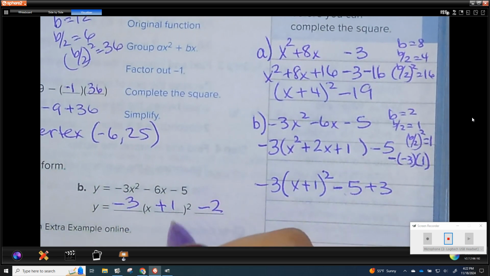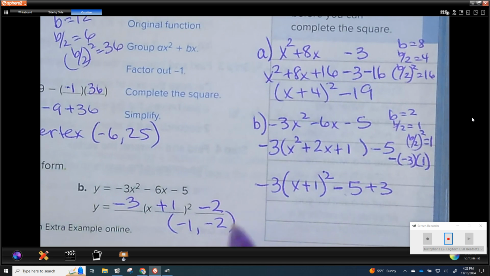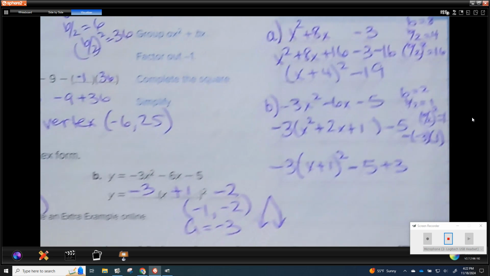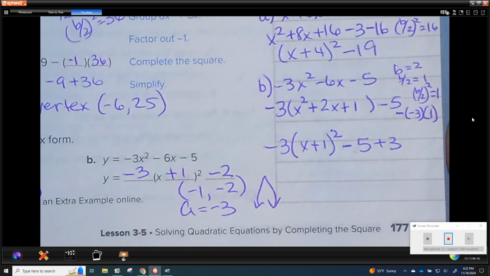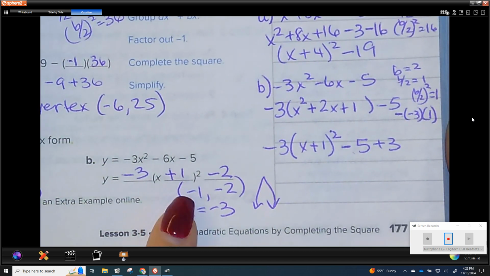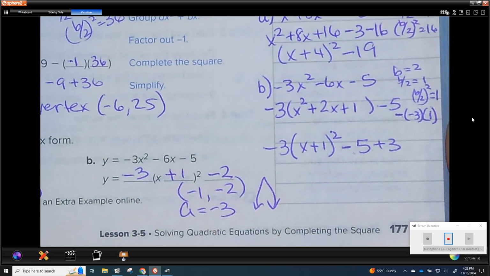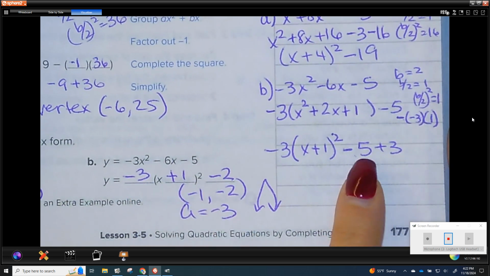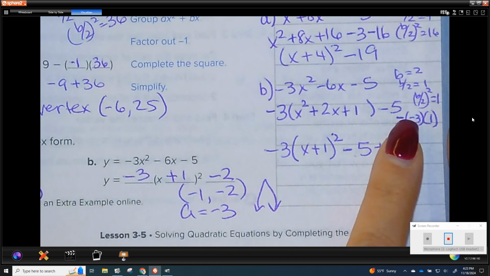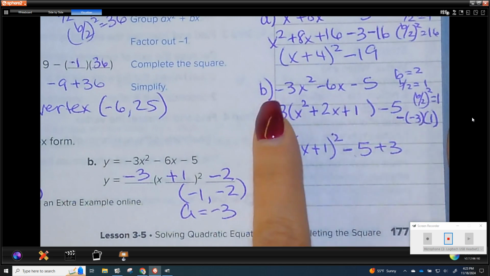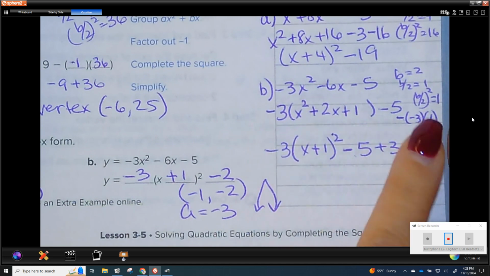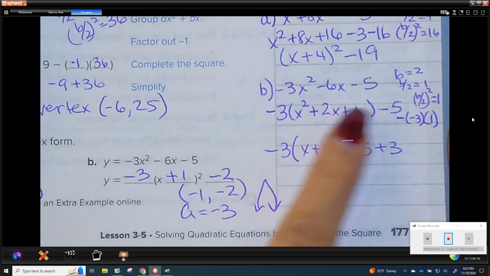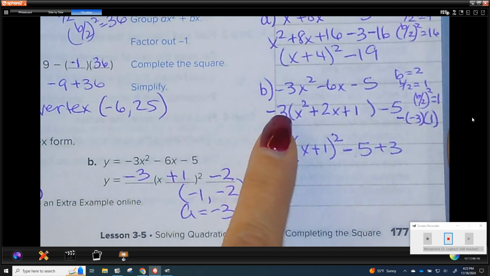So our vertex is negative 1, negative 2, but our a is negative 3. So that one opens down. Oops, I'm so sorry. Negative 1, negative 2, because that's the opposite in your h. This adds to 2. So remember to subtract your a and your c, because we have that over here. We didn't just add 1, we added 1 times negative 3.